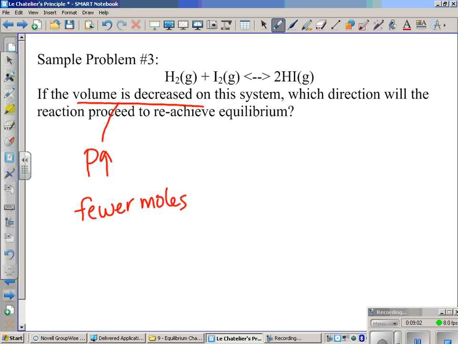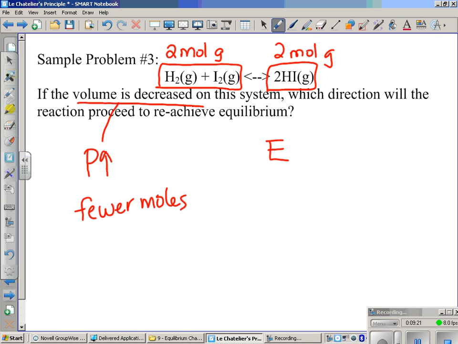But you go to look. Here we have 2 moles of gas. Remember, again, we only care about gas. And here we have 2 moles of gas. So neither side has fewer moles. And the answer to this question, it's kind of a trick question. I know you guys like to call questions trick questions, but this one really was. The answer to this one is that equilibrium wasn't disturbed in the first place.